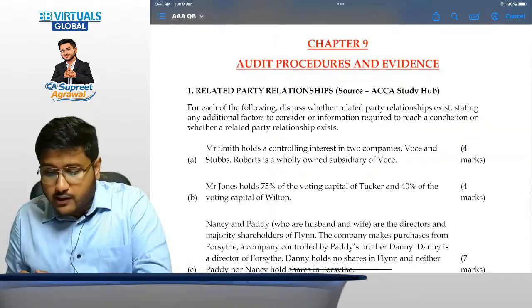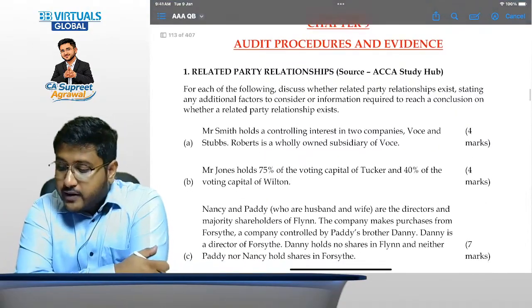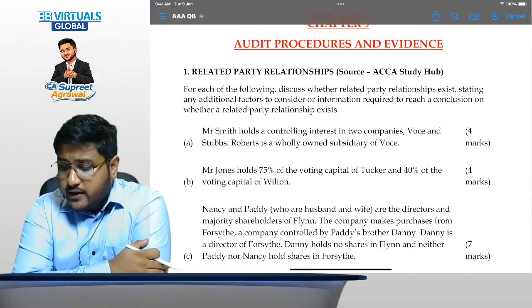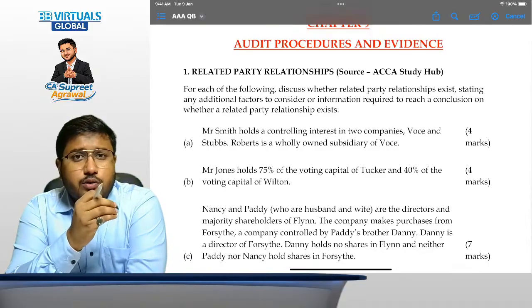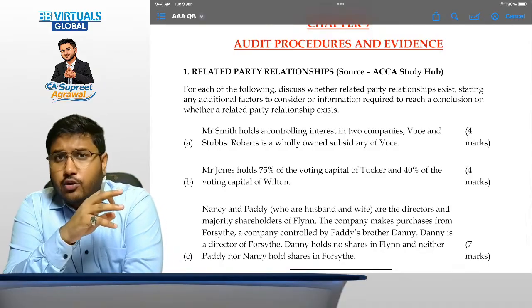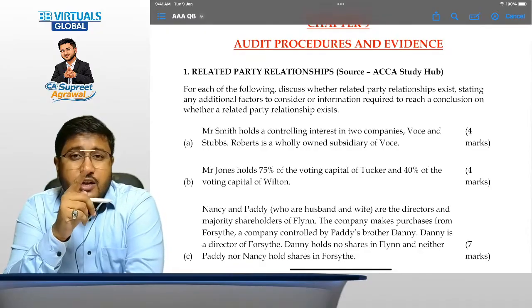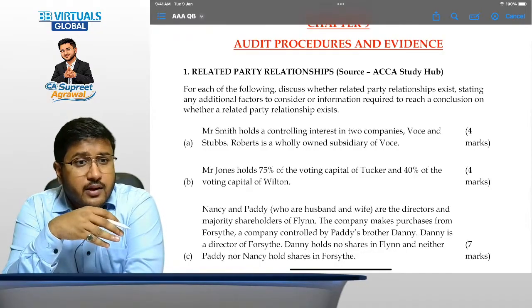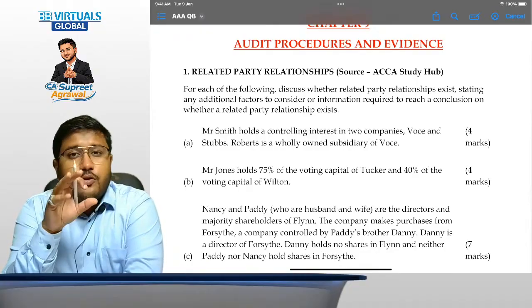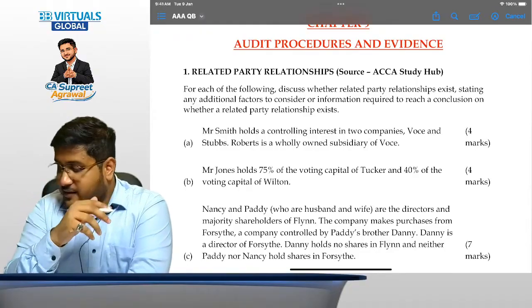Now when we talk about related party relationships, what we need to understand here is that we need not just the technical knowledge of it, but we also need the audit related knowledge of it, because related party is one such area which is talked about in SBR syllabus also, that is from the accounting point of view also, and from the audit point of view also there is ISA 550, right?